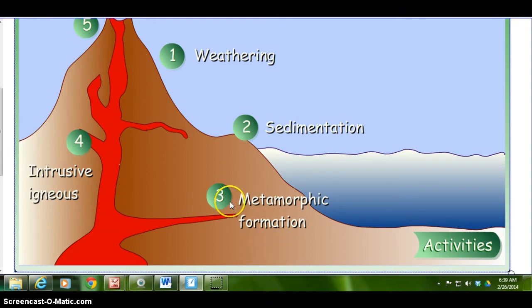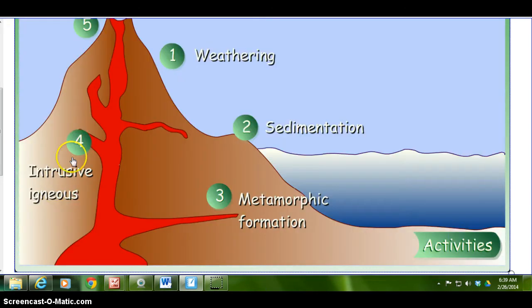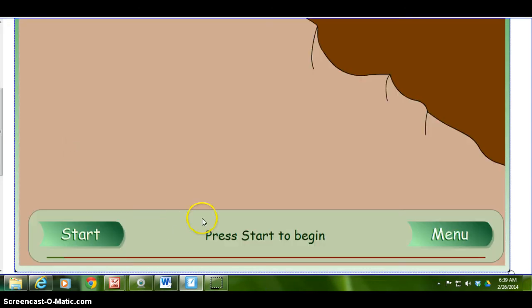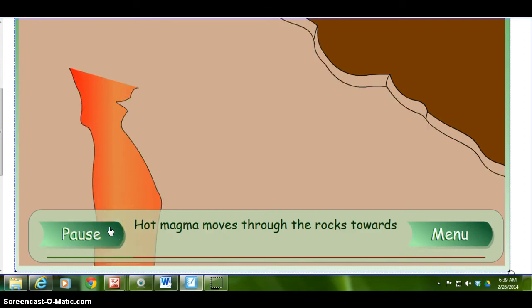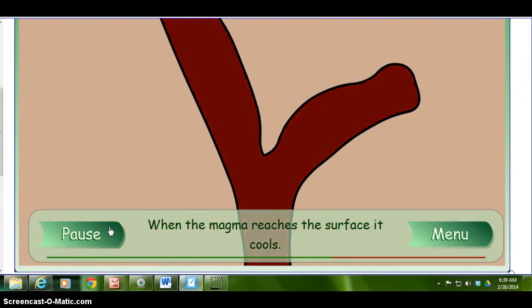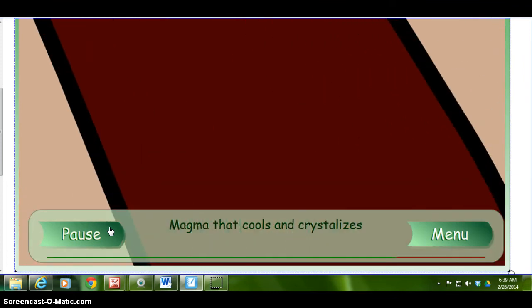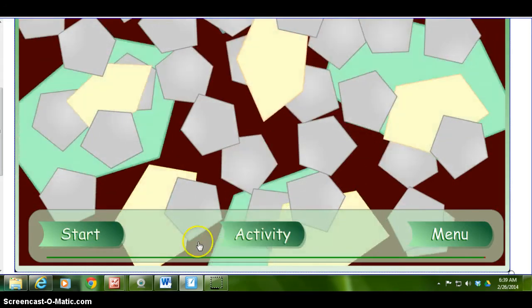Now, intrusive igneous rock, again, means inside. That's when that hot magma moves through the rocks. And when the magma reaches the surface, it cools. And the magma underneath the ground can cool, and it crystallizes. So those are intrusive rocks that form inside the earth.